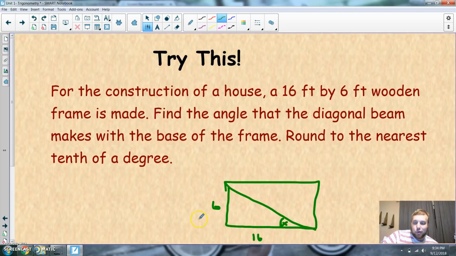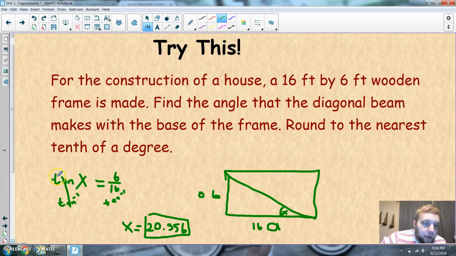I'm going to stop and show you my equation I'd write. Alright, so when I wrote it out, I figured out it was tan of x equals 6/16. Did the inverse on both sides.